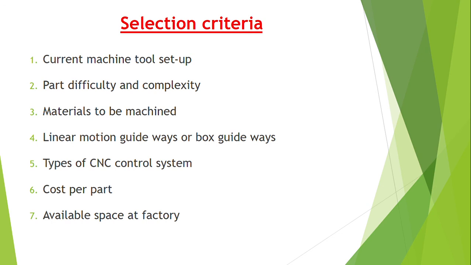Next is the cost per part. The cost per part is determined by considering fixed cost and variable cost. Choosing a correct machine will guarantee better production effectiveness and factory profitability in the long run. And the last one is the available space at a factory.